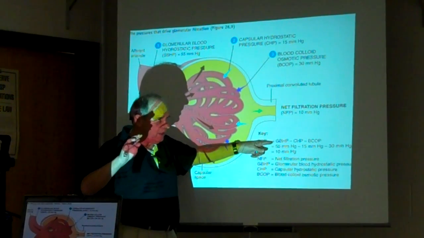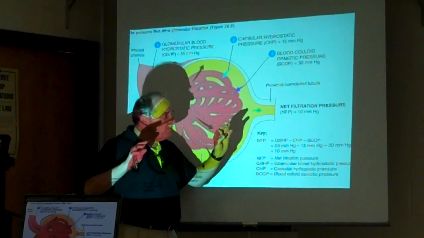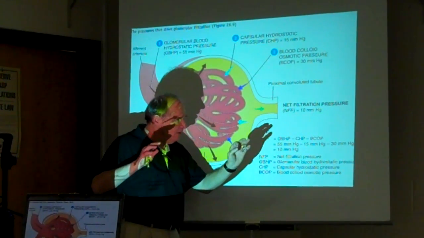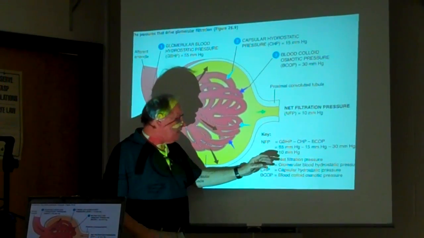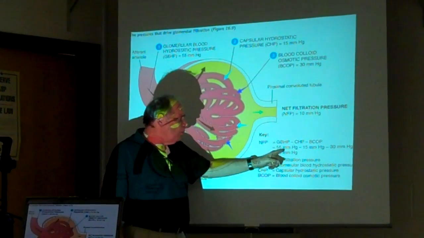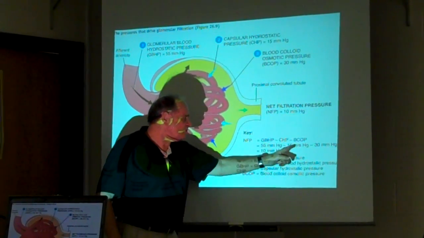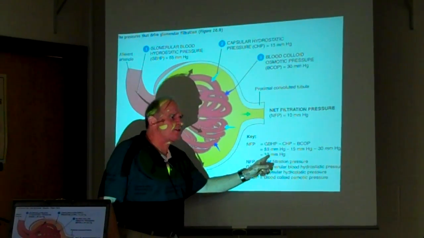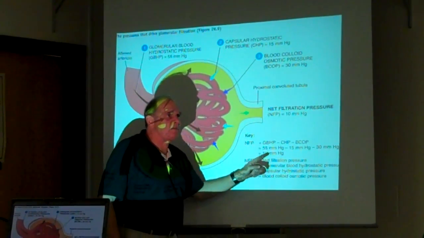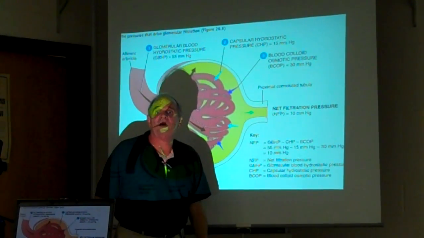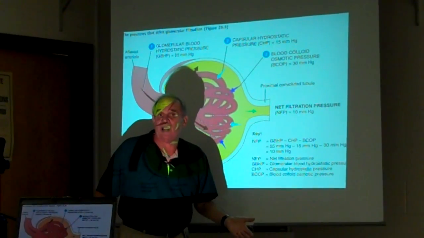The main idea that you have to understand is that when we take the glomerular pressure and subtract the other two, the capsular hydrostatic pressure and the blood osmotic pressure, we've got to have a positive number. Do you follow me? It's got to be positive. If it's not positive, you don't have urine formation, and without urine formation, that means you and I can't live.